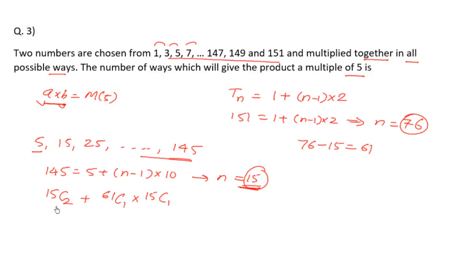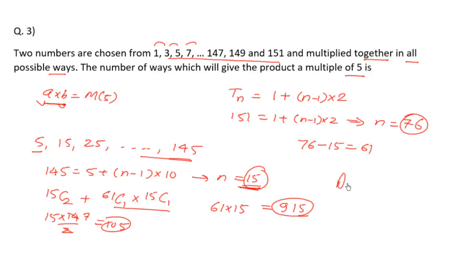So on calculation, we need to do the calculation of this. So 15 into 14 by 2, so this will be 7, so this comes out to be 105, right? This one is 61 into 15, so this comes out to be 915. So we have to add both of these. So the answer would be equal to 915 plus 105, which comes out to be 1020. So this becomes our answer.